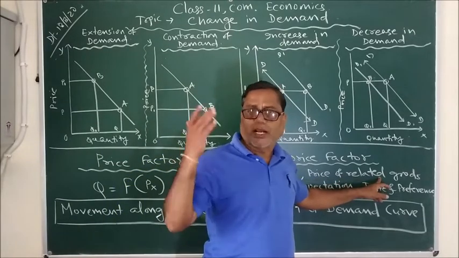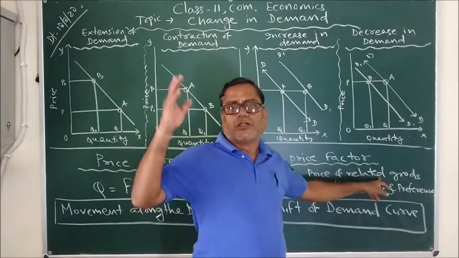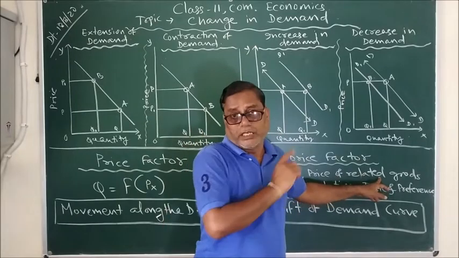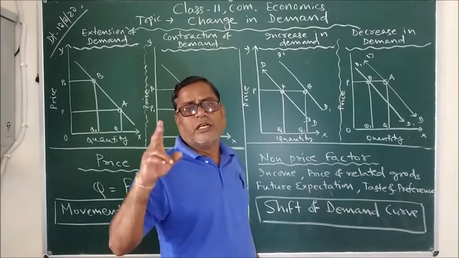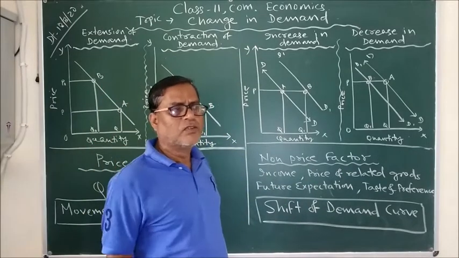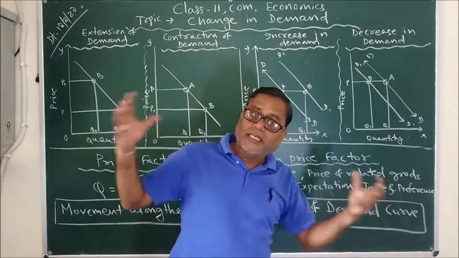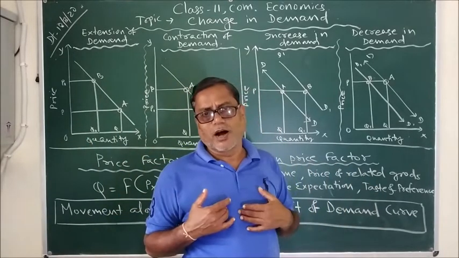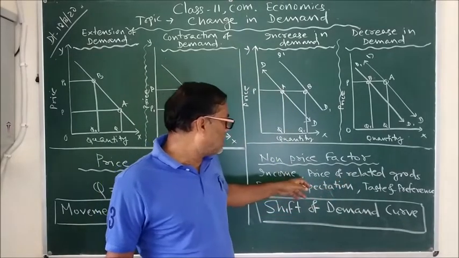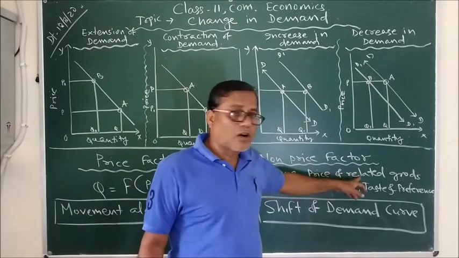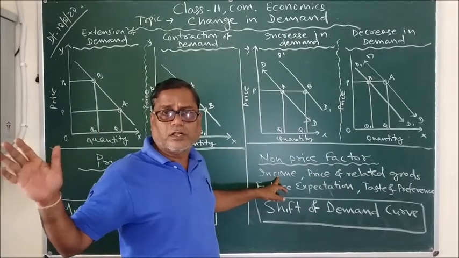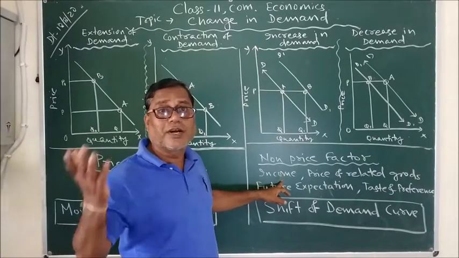When we talk about price of related goods, here come substitutes and complements, and we have already discussed the meaning of substitutes and the meaning of complements. Two goods, if they satisfy the same type of want, they are called substitutes to each other, and if two goods combinedly satisfy our want, it is called a complementary good.